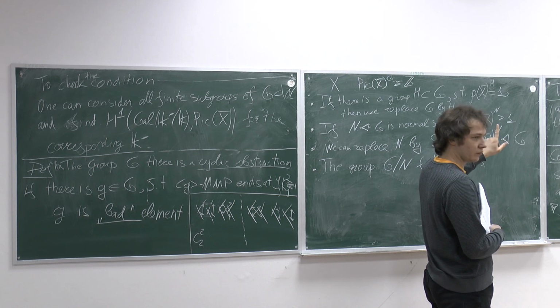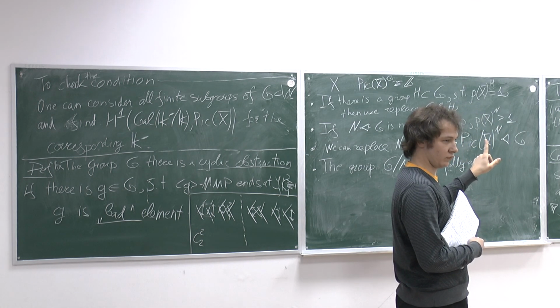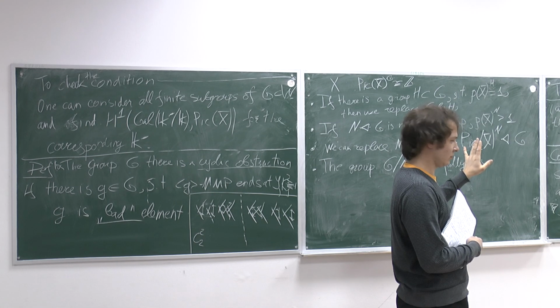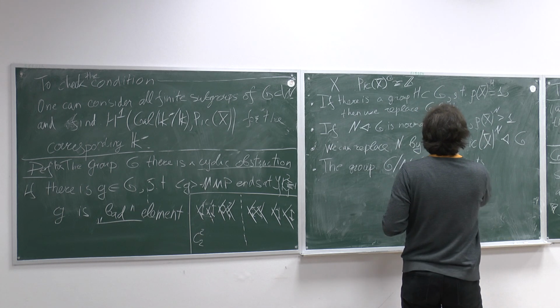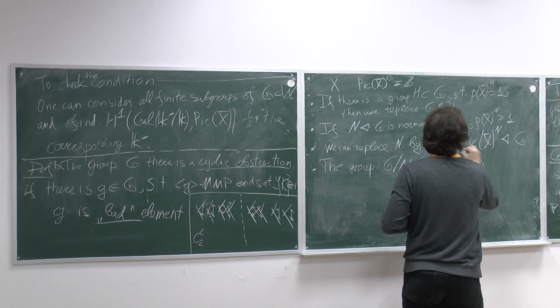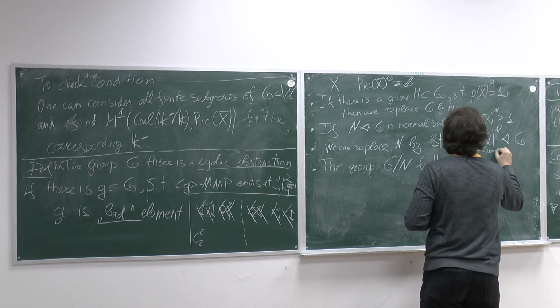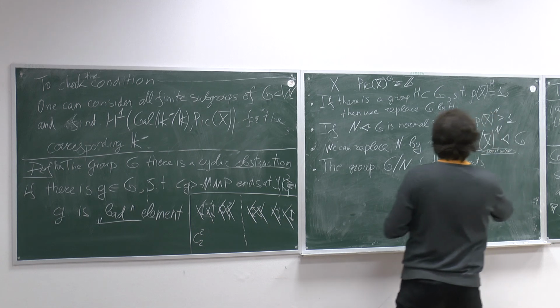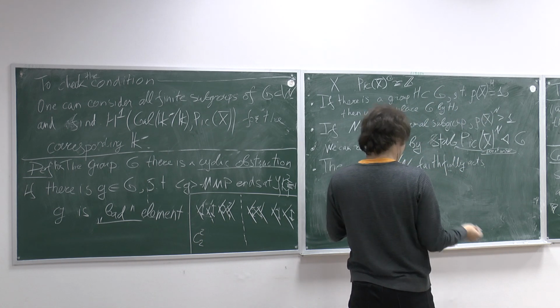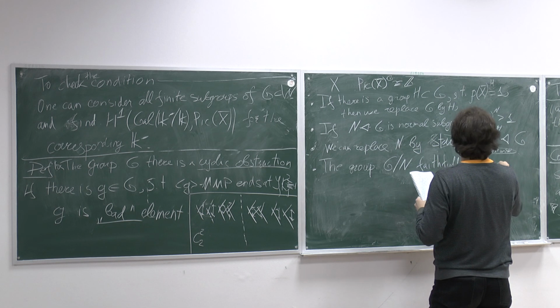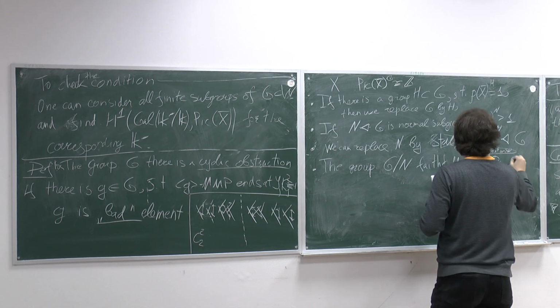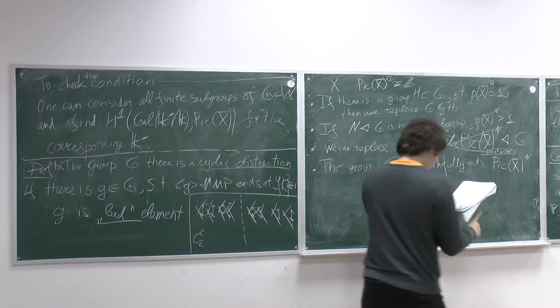At all. I mean, every element of G preserves this sublattice obviously, because N is normal. Yes, but it's the kernel of the action, not the stabilizer. Yes, it's the stabilizer of every point, pointwise. Okay, yes, the kernel of the action. Well, the group G by N now acts faithfully on our invariant lattice.